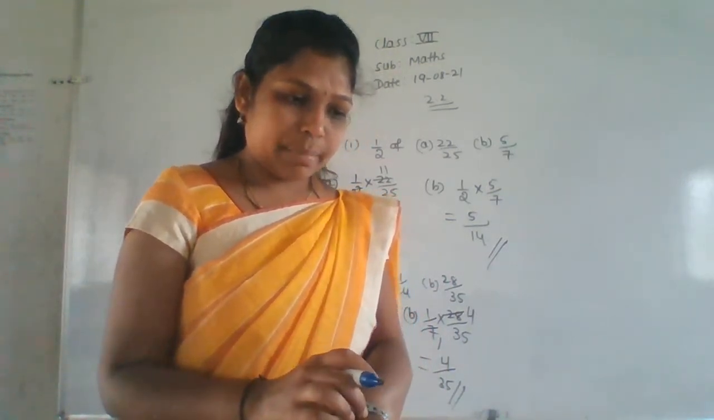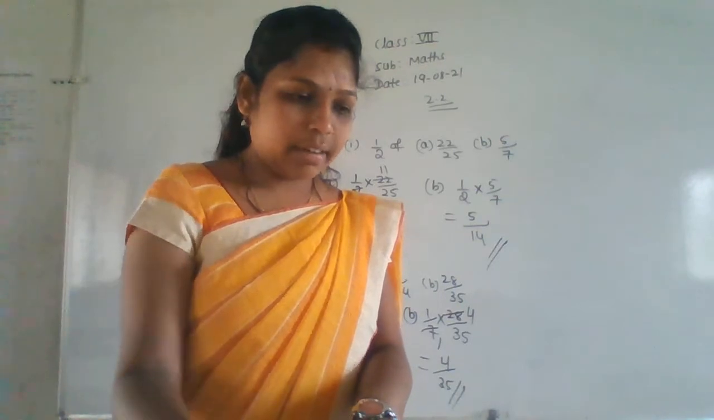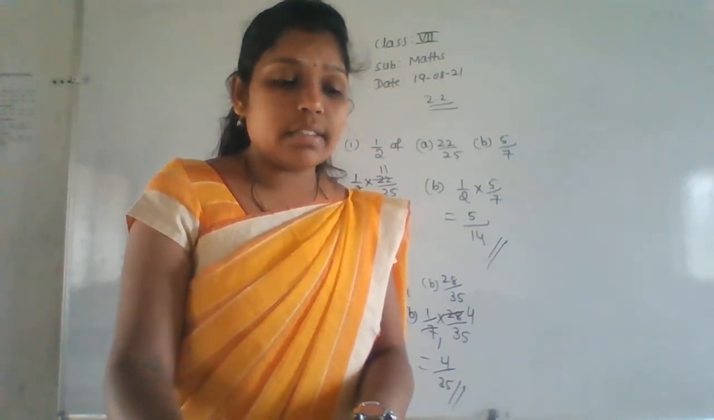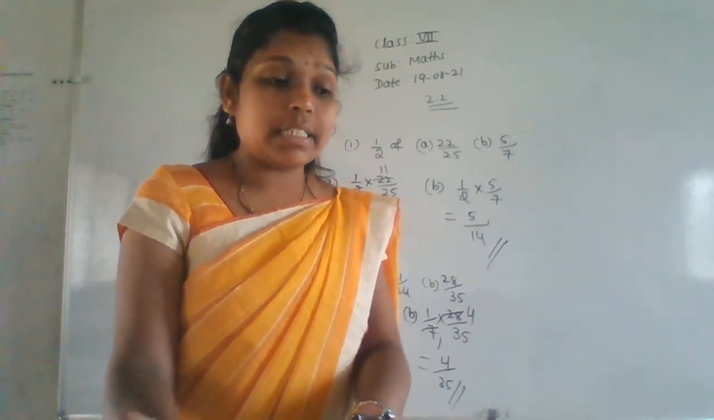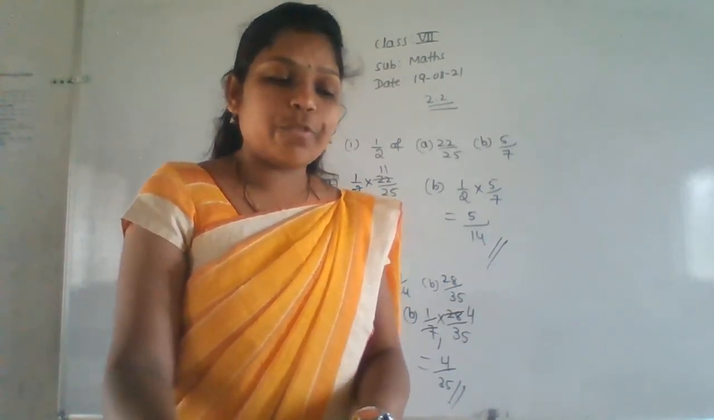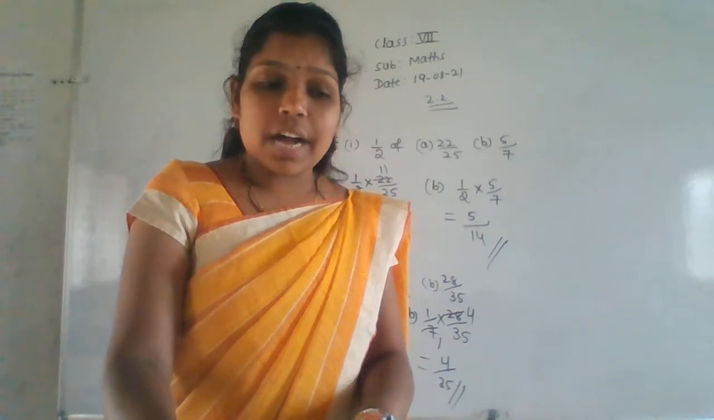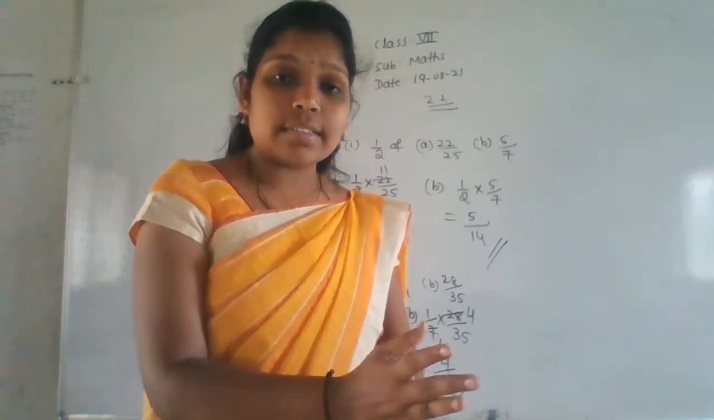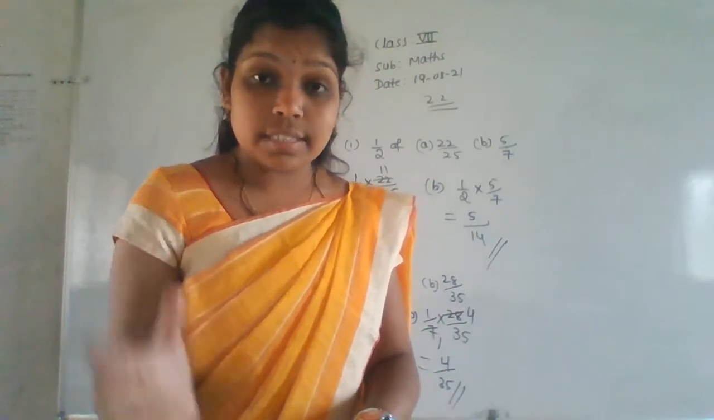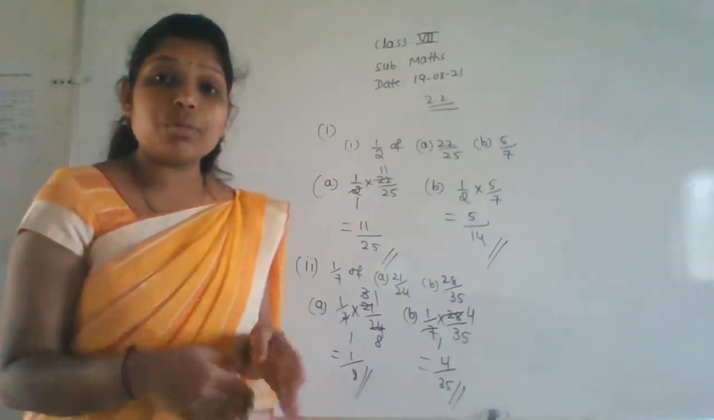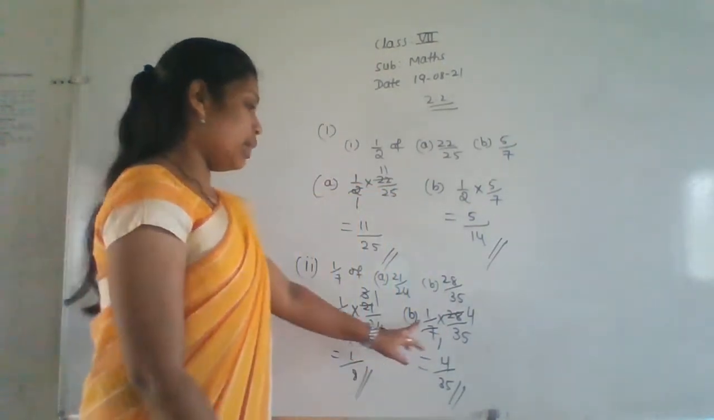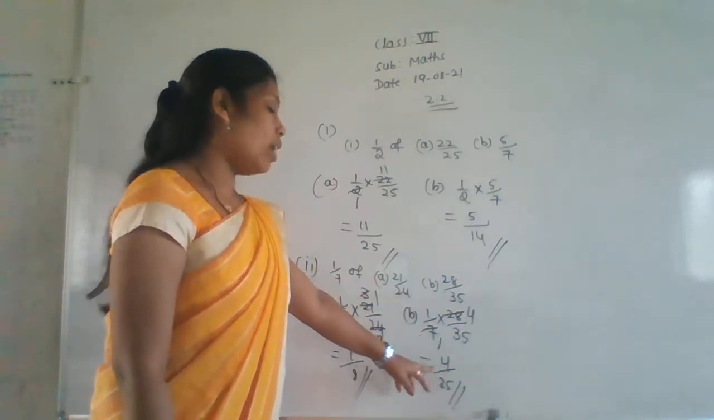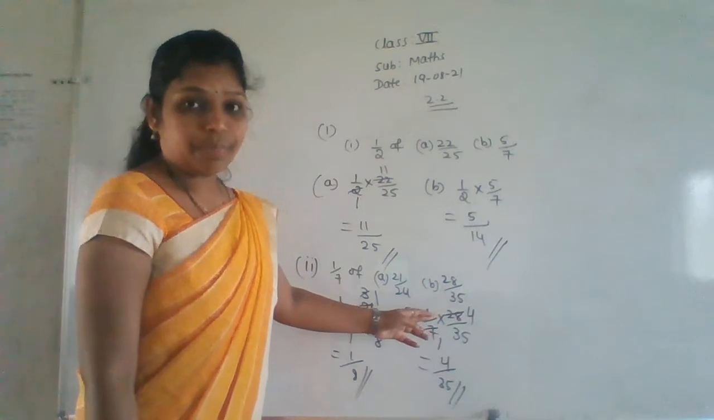Go for the second one now. Find each product. Write your answer in the simplest form. Okay. So first find the product. After that, if there is any cancellation, then do the cancellation and convert it into the simplest form. What do you mean by the simplest form here? Whenever you cancel the values, that only is called the simplest form of that one.